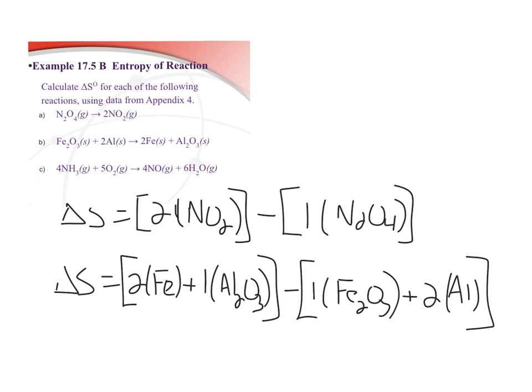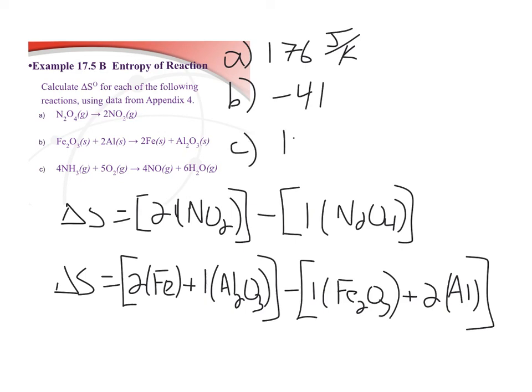The first one is going to come out, if you look these up and plug them in, to 176 joules per Kelvin. The second one is going to come out to negative 41. And the third one, if you plug those in, is going to be 181 joules per Kelvin.